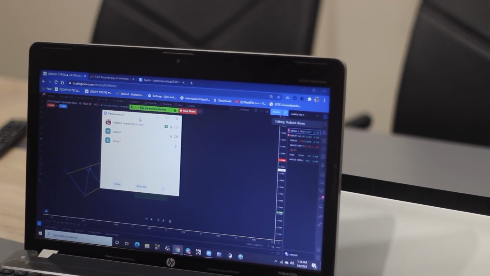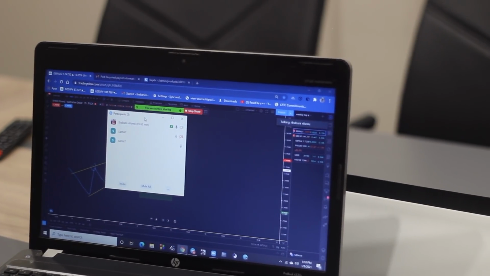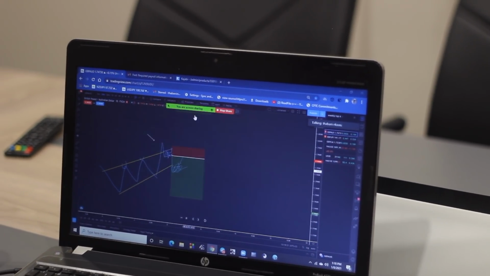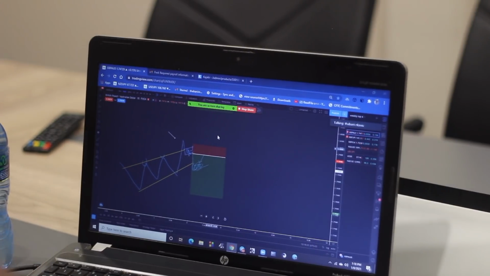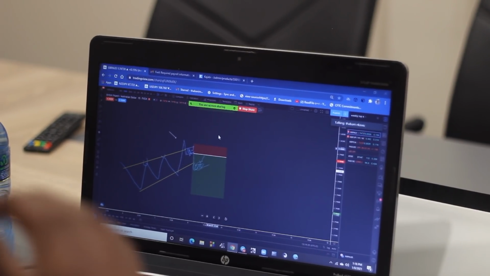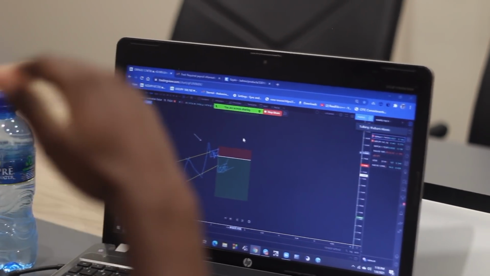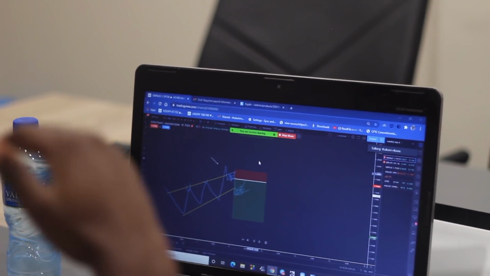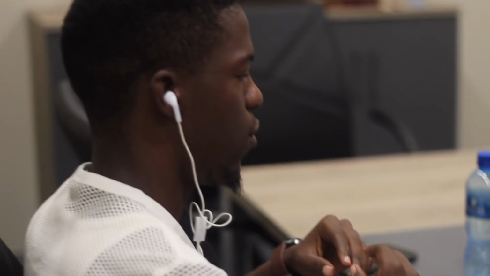Okay, so what you need to do, you need to know where to place your stop loss. As I just said now, you just have to place your stop loss just above the candlestick, maybe count 3 or 5 pips above the candlestick, so that you'll be safe and give the trade more room to breathe on.